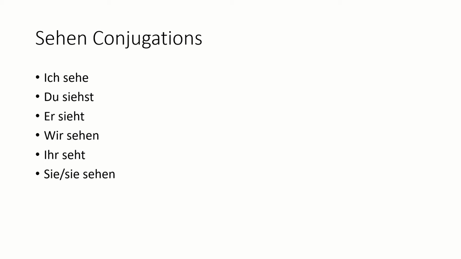For du and er/sie/es, as you can see, it's another one of those IE rules. So you have to pronounce the E out when saying the word. You don't pronounce the I, you just pronounce the E.